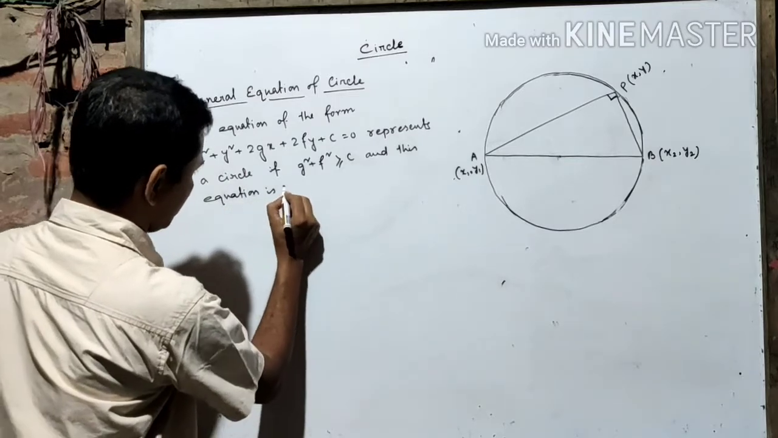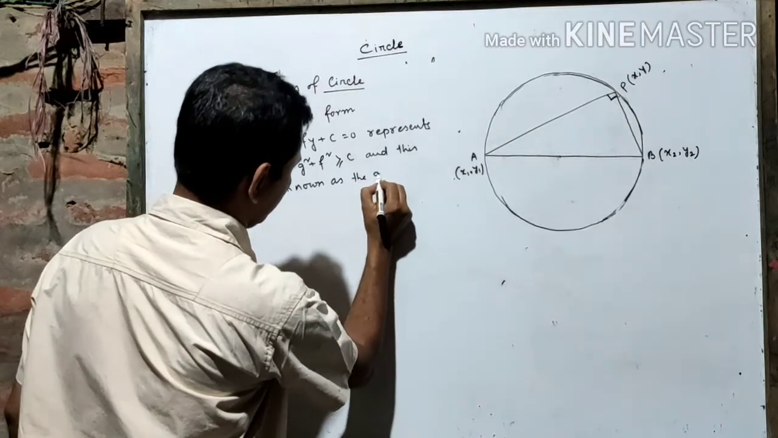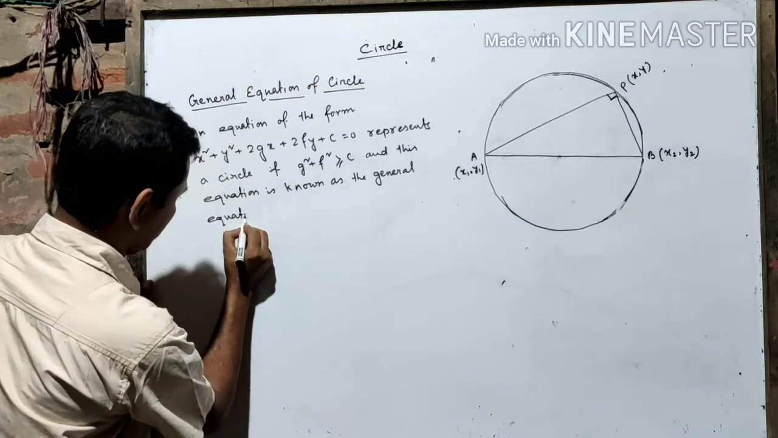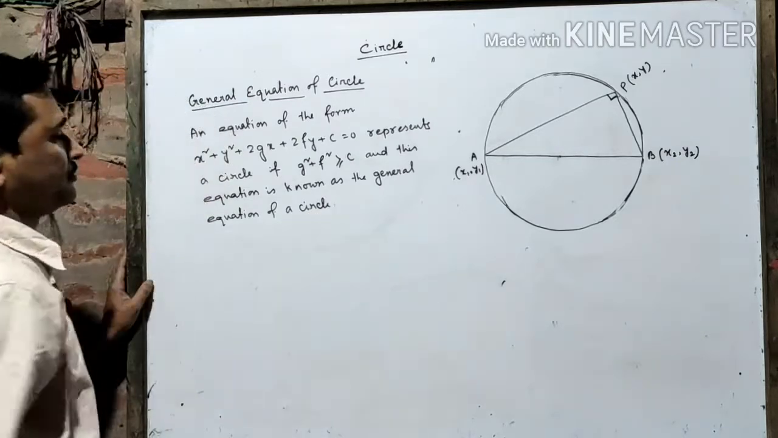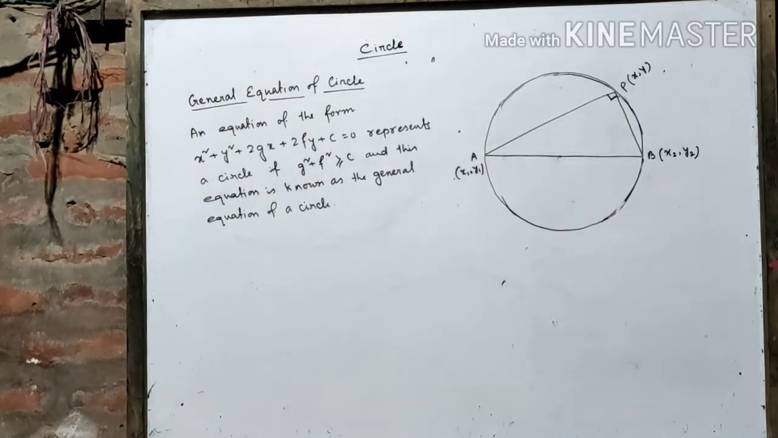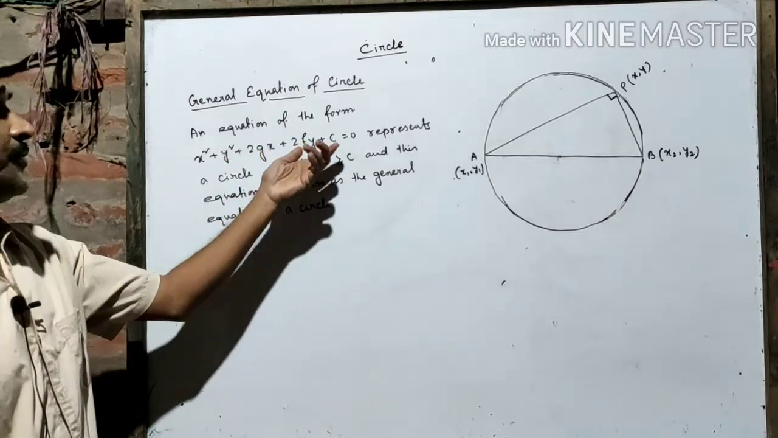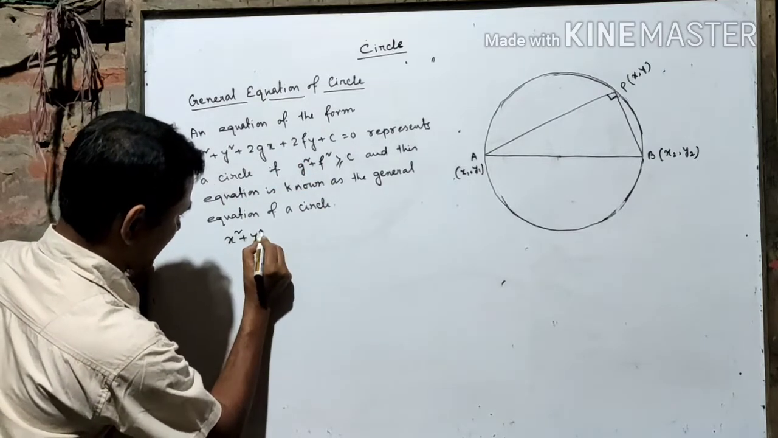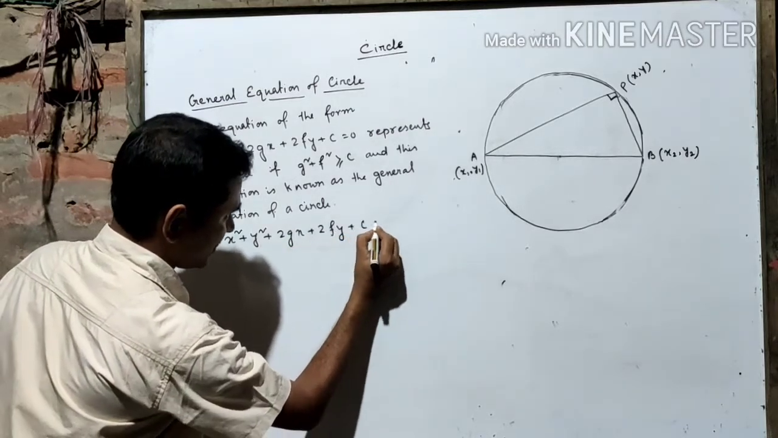This equation is known as the general equation of a circle. Now, here we have made a claim that any equation of this form represents a circle. Let us prove it. So what is the equation? x squared plus y squared plus 2gx plus 2fy plus c is equal to 0.